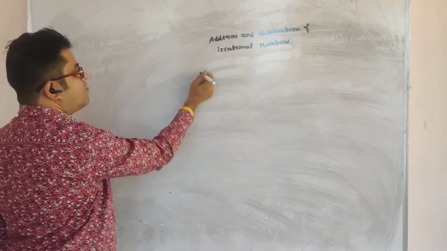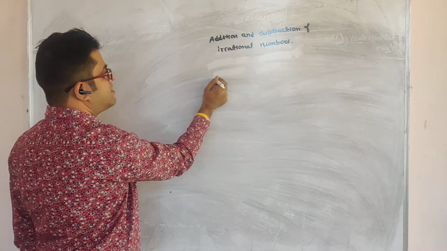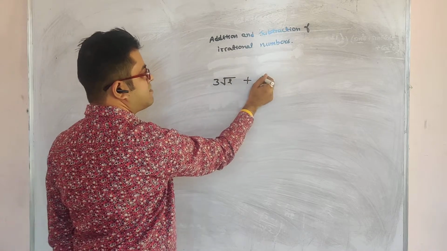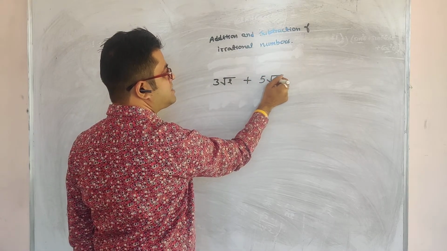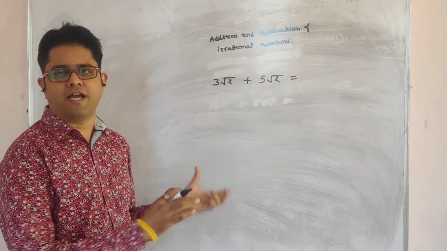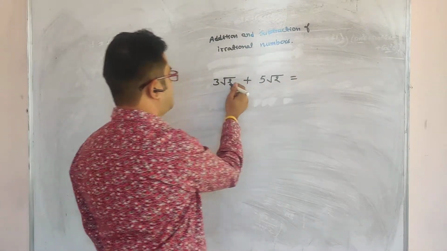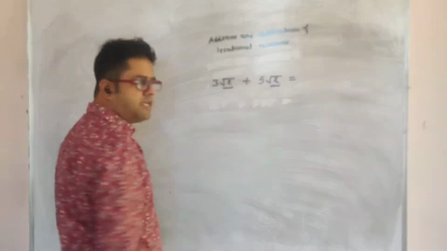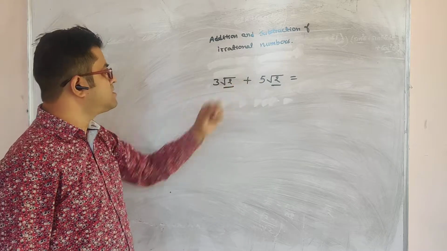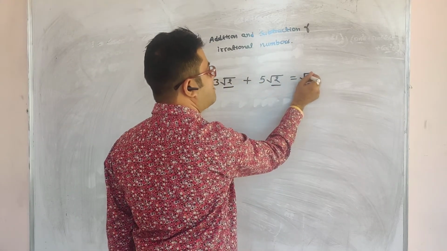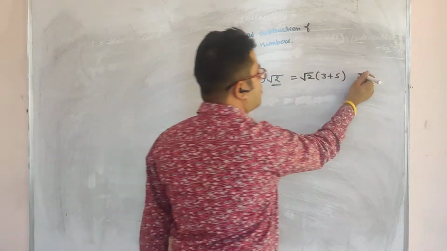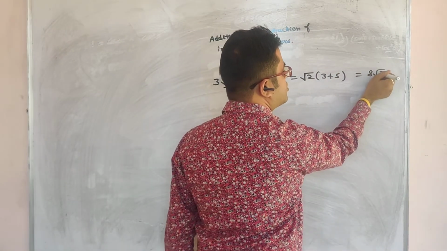So, what is the answer when 3 root 2 plus 5 root 2 is performed? 3 root 2 और 5 root 2 को ऐड करने से क्या आएगा? So, obviously root 2 is the common quantity in these two numbers. So, we can take root 2 as the common value and we will be left with 3 plus 5 in the bracket. So, overall answer will be 8 root 2.